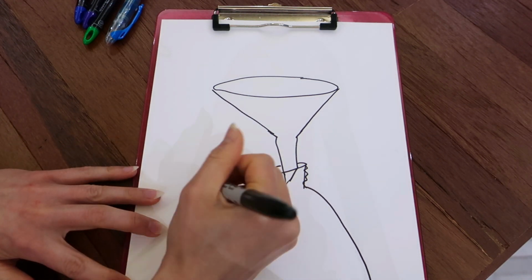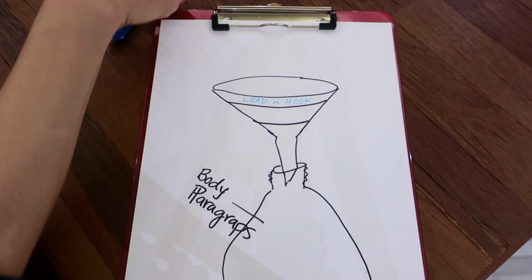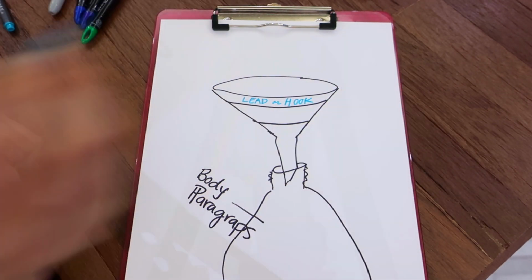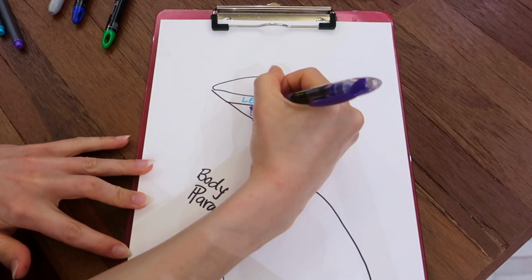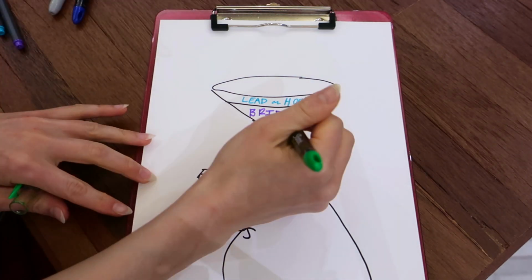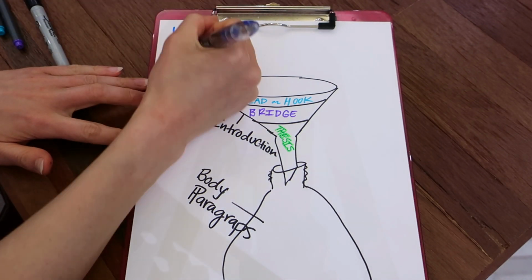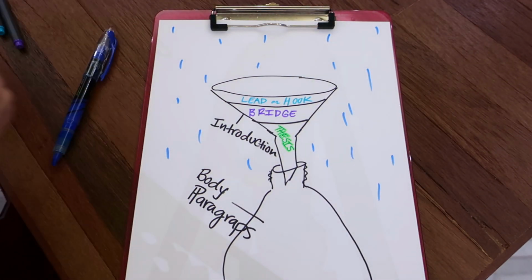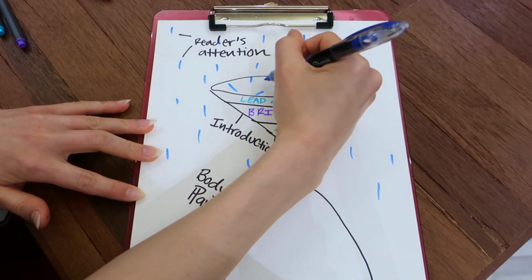The way that this works with an introduction is you want to think about that wide opening at the very top as your lead or hook. It is nice and wide open and ready to take in any kind of rain that might be falling from the sky. Your bridge is that narrowing cone part that helps funnel your reader down to your narrow thesis, and your narrow thesis is that pipe section that helps your reader flow into your essay. So here you could see the reader's attention falling from the sky, going whichever way, and this funnel doing what it can to catch some of that attention and funnel it into the essay.